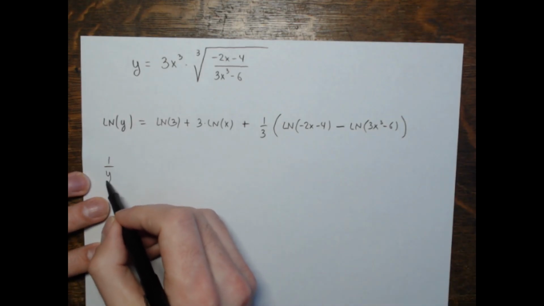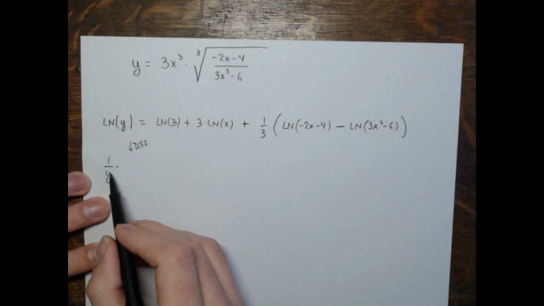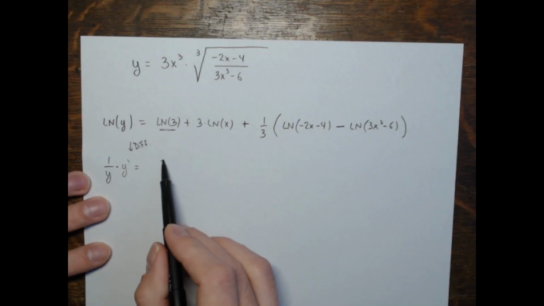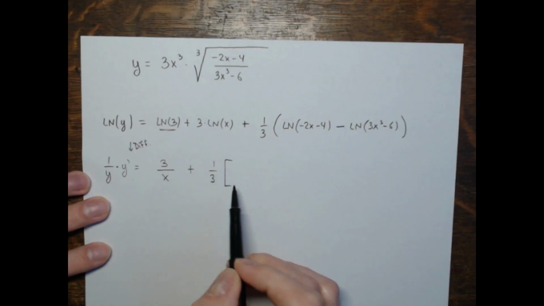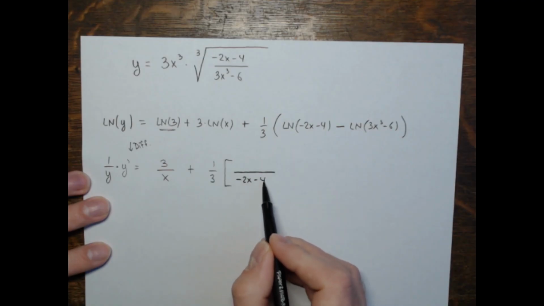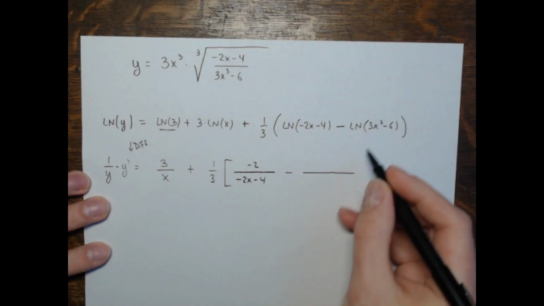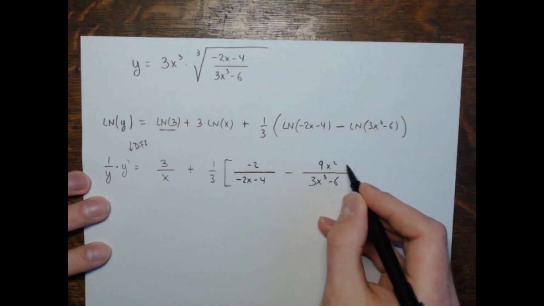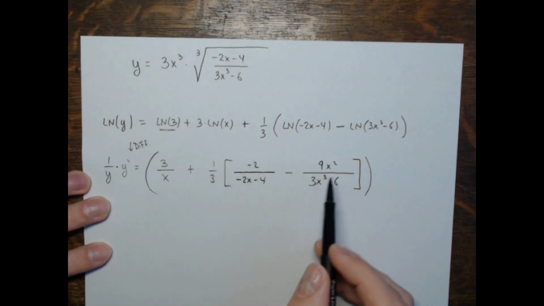Then I do differentiation, with respect to x. So again, the left side would be 1 over y times y prime. Right side, you got 0 plus 3 over x. So that's 3 over x plus 1/3 times, and then in here, 1 over negative 2x minus 4, but then times negative 2 up top. And then minus 1 over 3x cubed minus 6, but then times 9x squared up top, right, chain rule. All right, so then all this, again, if you want to distribute the third, you can.